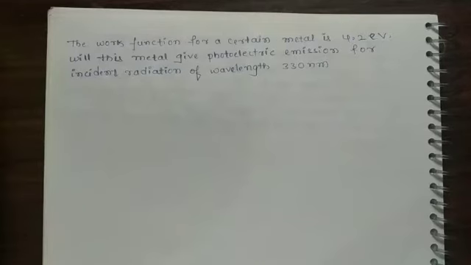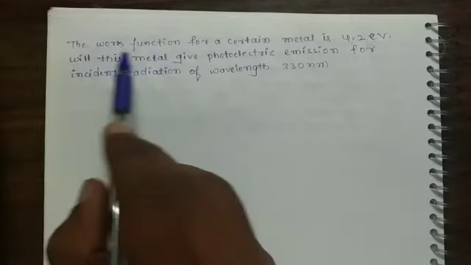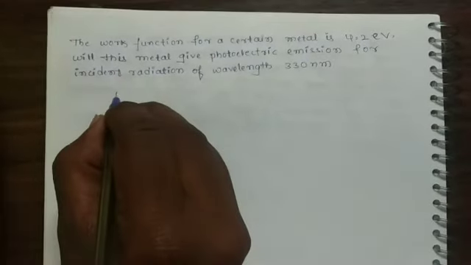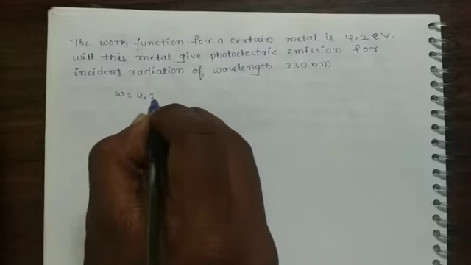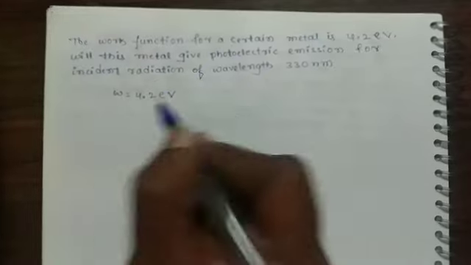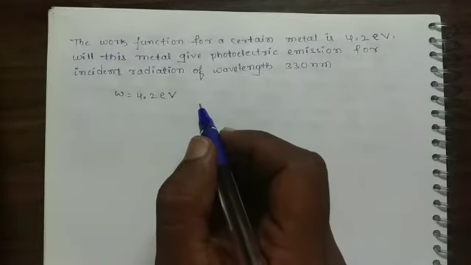Okay, let us consider the next problem. The work function for a certain metal is 4.2 electron volt. Will this metal give a photoelectric emission for incident radiation of wavelength 330 nanometer? So the work function we consider is 4.2 electron volt. The question is, will this metal give photoelectric emission?